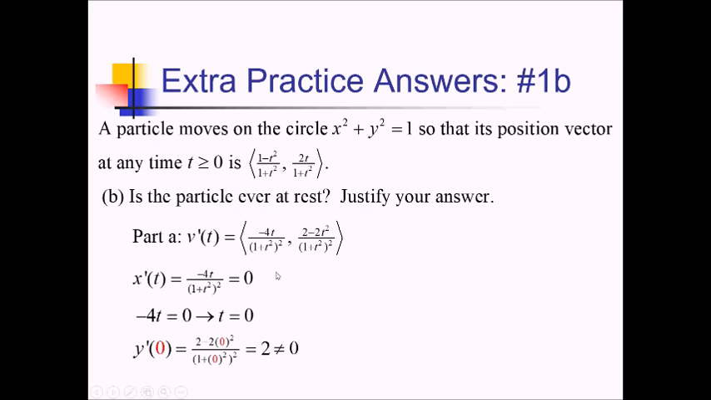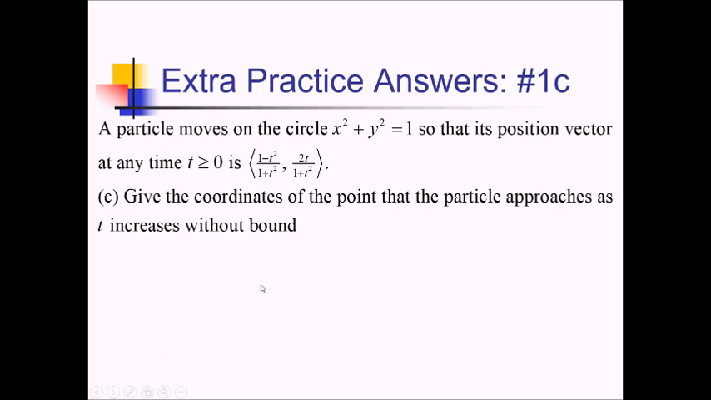Because the only place that makes x prime 0 does not also make y prime 0, that means that we're not going to be at rest anywhere at any time. For the last part of this problem, we want the coordinates of the point that the particle approaches as t increases without bound. So basically, as t approaches infinity, what point are we trending closer to with this position function?